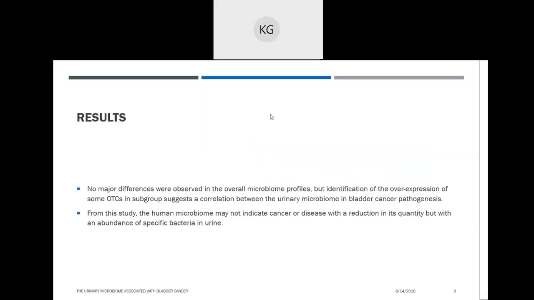Although there were no major differences in the microbiome's profile, this experiment did aid in identifying that the expression of some OTUs in the urinary microbiome can be indications of bladder cancer. This study proved that it is not the quantity of the microbiome, but the abundance.